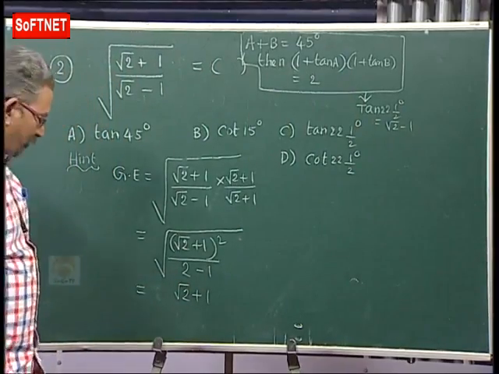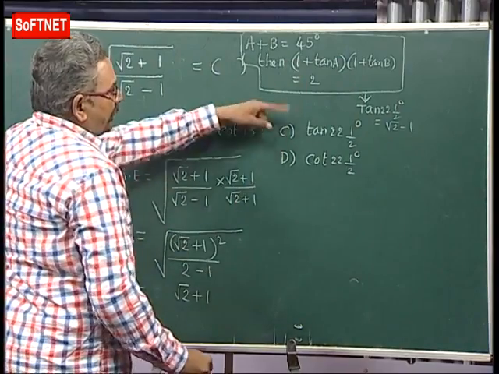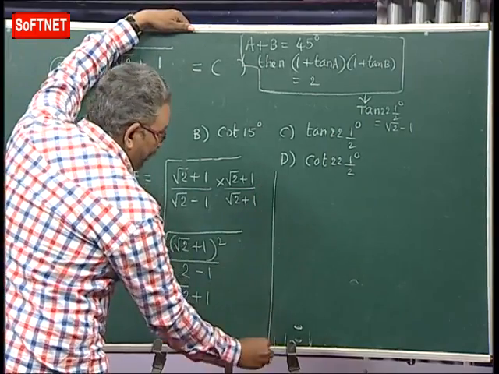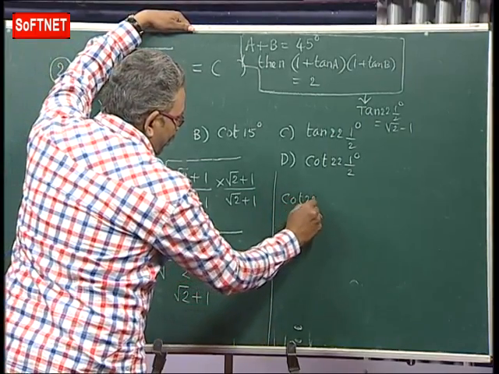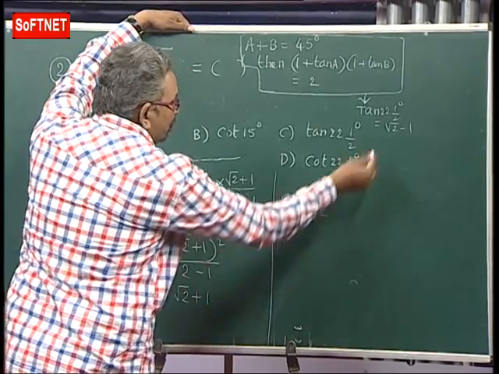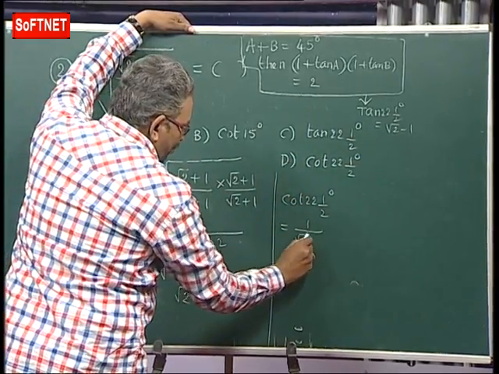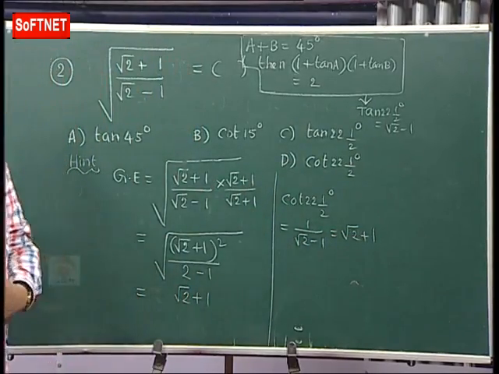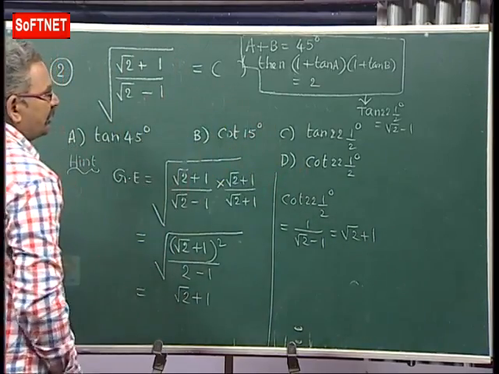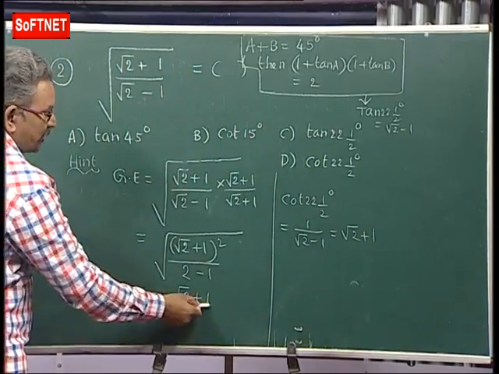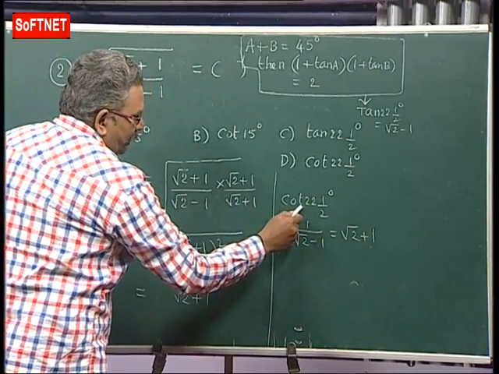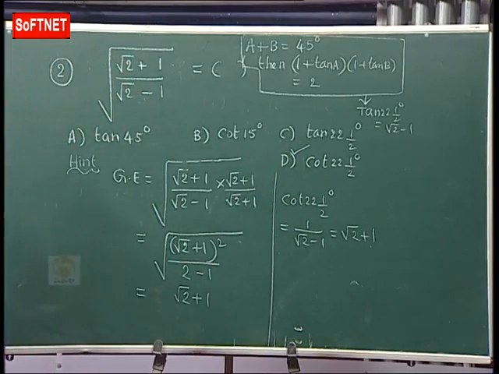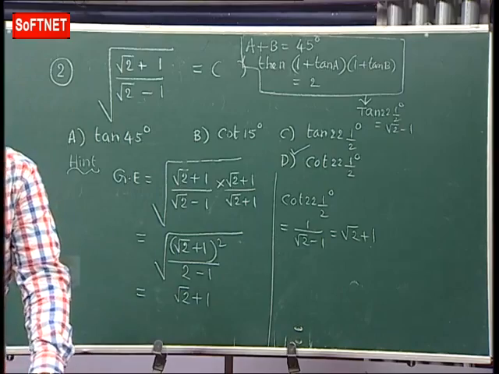Now here, take the reciprocal. Reciprocal means cot 22 and half, which is 1 by tan 22 and half, 1 by root 2 minus 1. If you rationalize, you get root 2 plus 1. Which is the right option here? Since our answer is root 2 plus 1, and root 2 plus 1 is equal to cot 22 and half, it is obvious that D will be the right option. Okay. Now let us move to the next problem.